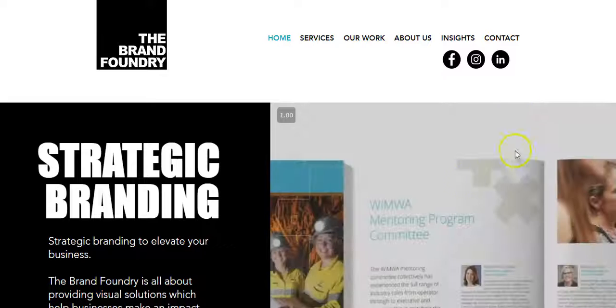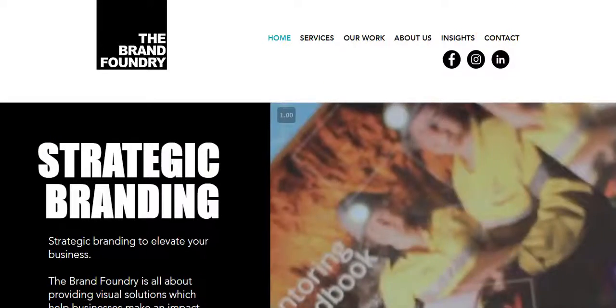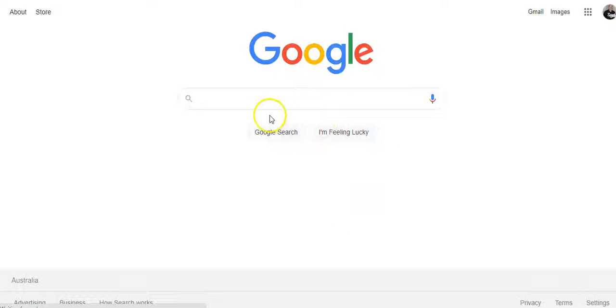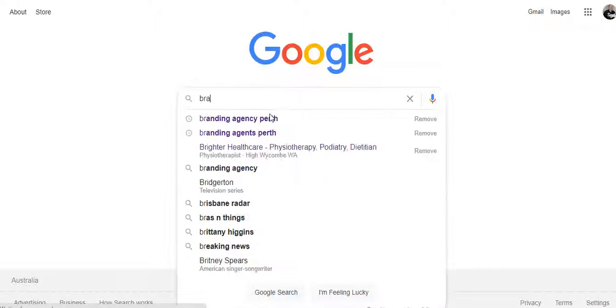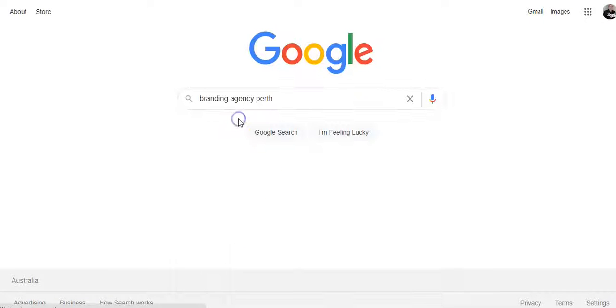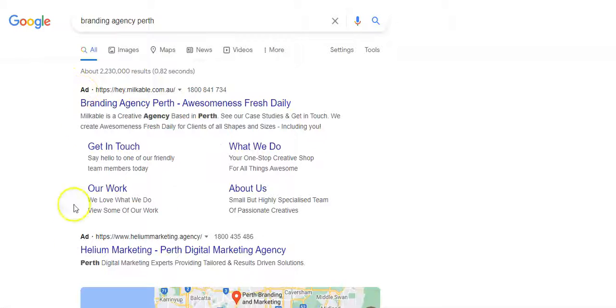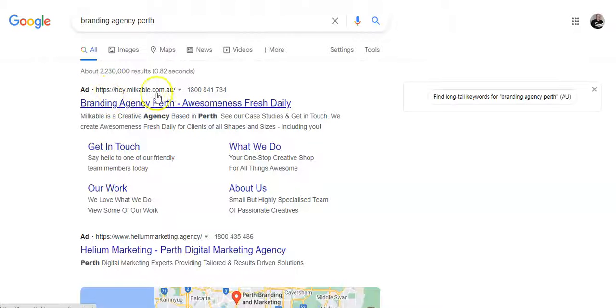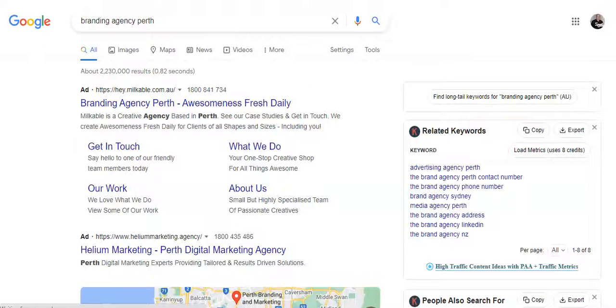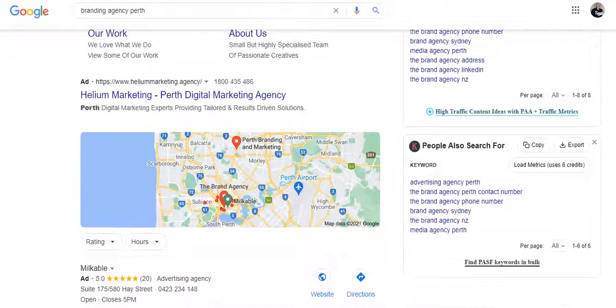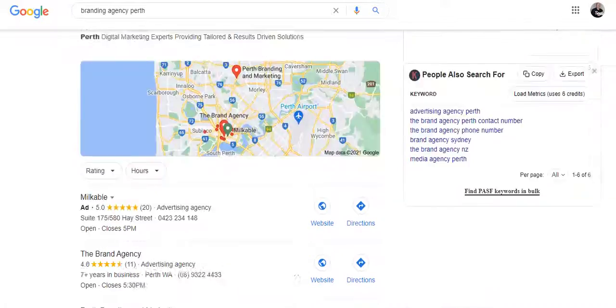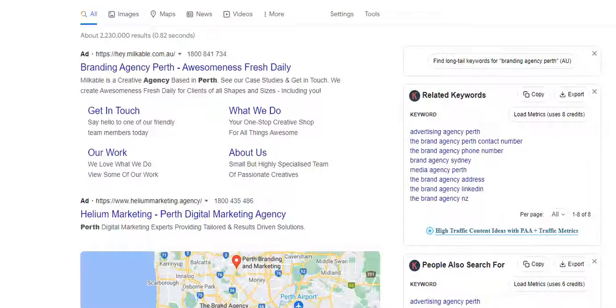The other thing I'll mention is citations. So if I was just to open up Google here, and I just put branding agency Perth. See these at the top, the ads? These are Google ads, so people are paying Google to be there. They're there only because you're paying Google to be there. Once you stop giving Google money, you lose that position.